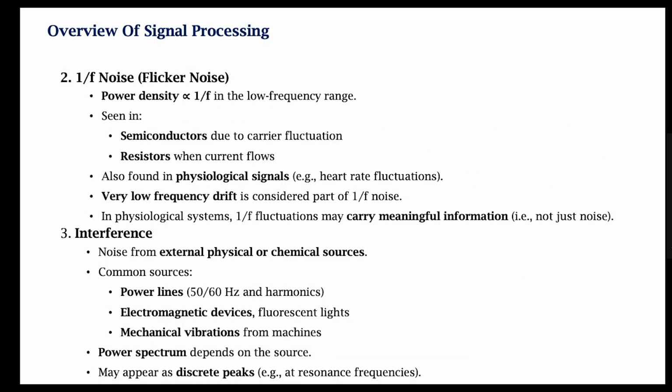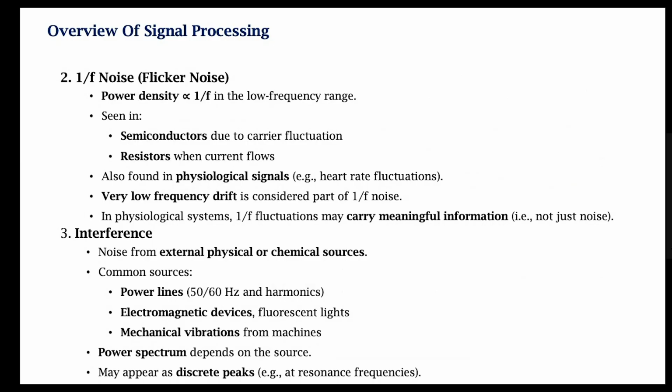This is also seen in resistors when current flows. This is called 1/f noise. This is also found in physiological signals, like heart rate fluctuations and the very low frequency drift. This is considered part of the 1/f noise.